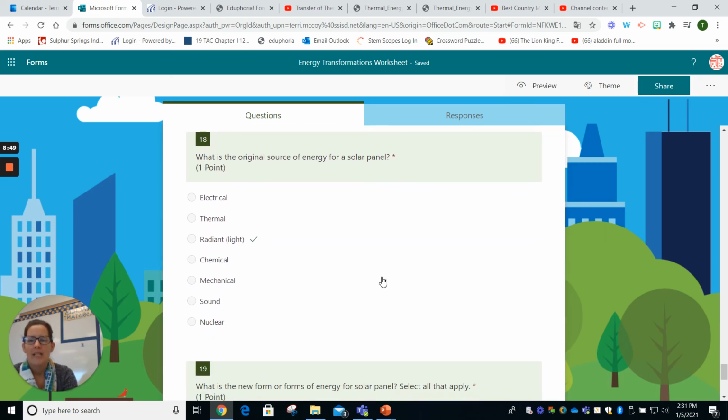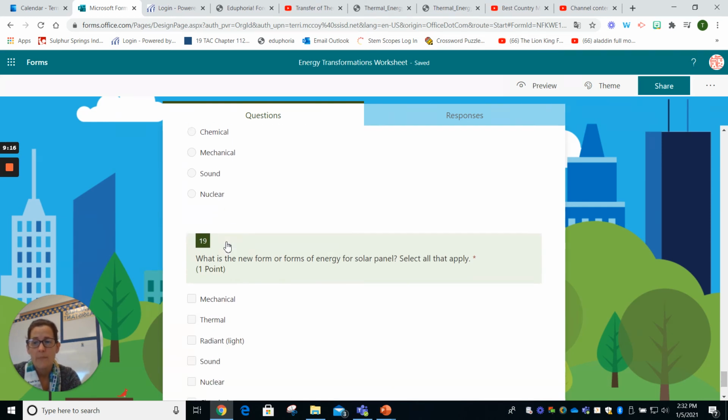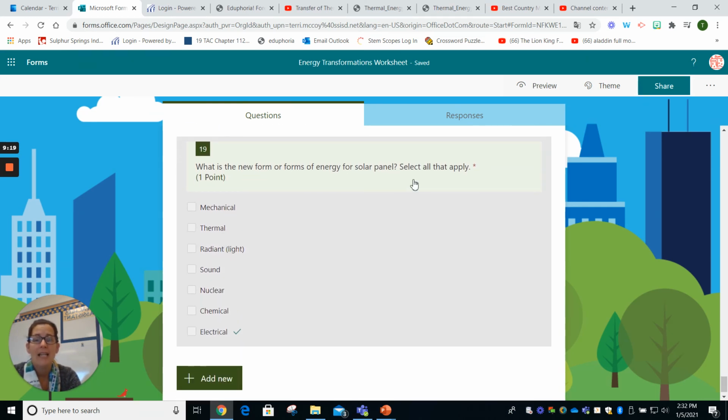Number 18 says, what is the original source of energy for a solar panel? Okay, here we've got a solar panel. If you don't have a solar panel, that's okay. If you've never seen one, that's all right. We've kind of talked a little bit about what they do. Solar panels get their energy from the sunlight. So the sun shines down on the solar panel, and then that solar panel does something with it. But the original source of energy is the light from the sun, okay? And that solar panel turns that energy into electrical energy. That's the whole purpose of a solar panel, is having clean energy. So we start with radiant or light energy. Solar panel turns it into electrical energy.